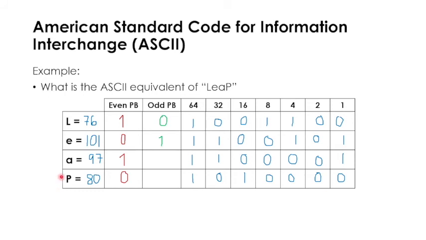For letter A, we have 1, 2, and 3. So our odd parity bit will be 0. And lastly, for letter P, we have 1 and 2. So our odd parity bit will be 1. So this will be the ASCII equivalent for LEAP.